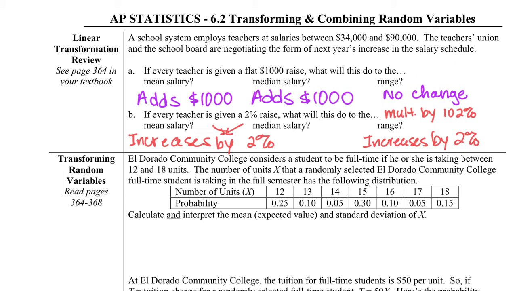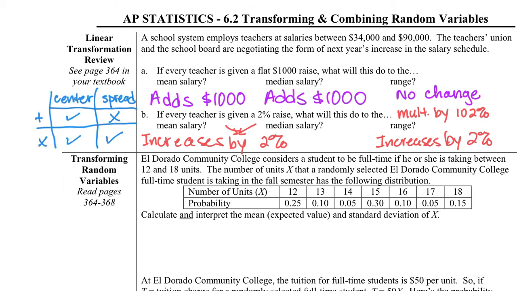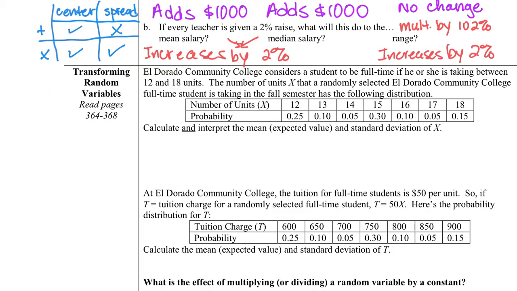So the rules here is that measures of center are affected by addition or subtraction. Measures of spread are not affected. However, every measurement is affected by multiplication. If you wanted to make yourself a little cheat sheet, you can do a table like I just made. So center affected by everything, spread only affected by multiplication. So recalling all of that, we're now going to see if those same rules apply to random variables.